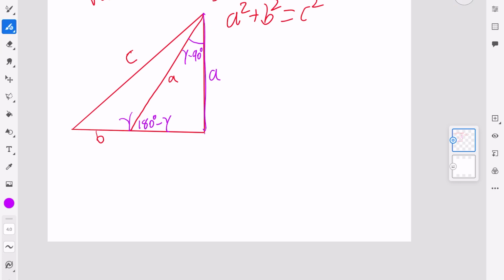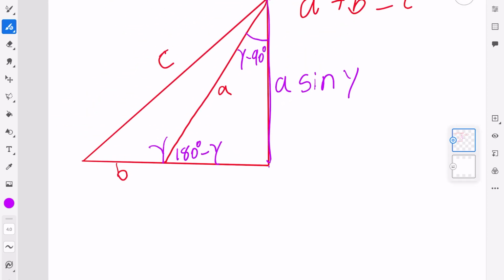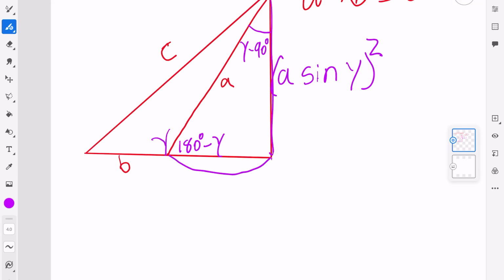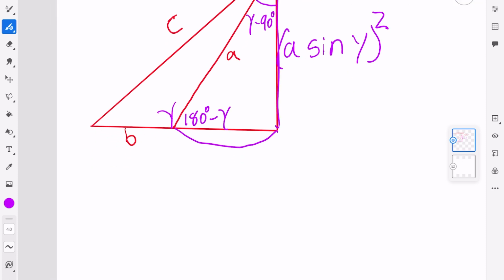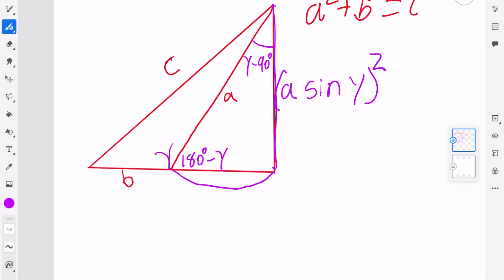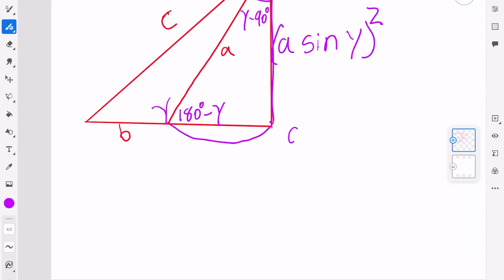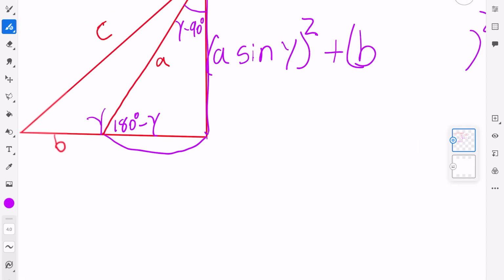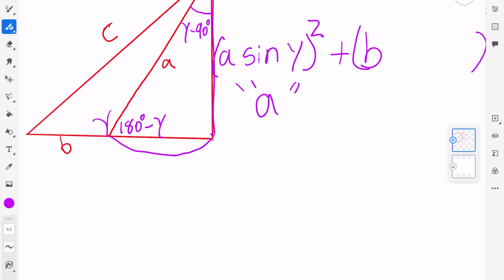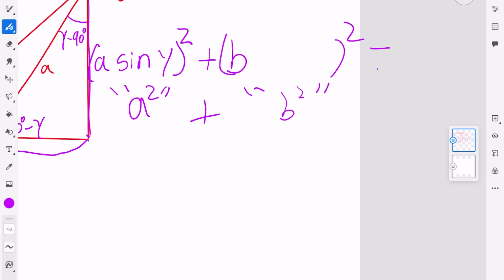So this one is a sine gamma. Alright, so we have this side, and we want that to be squared, and we have this side left. So we already have b, so we just need this length. And as the other time, what we can do is divide it by a and multiply it by a again. So let's start. So this is our a term for the a squared, and this is our b squared term, and we're going to get c squared.